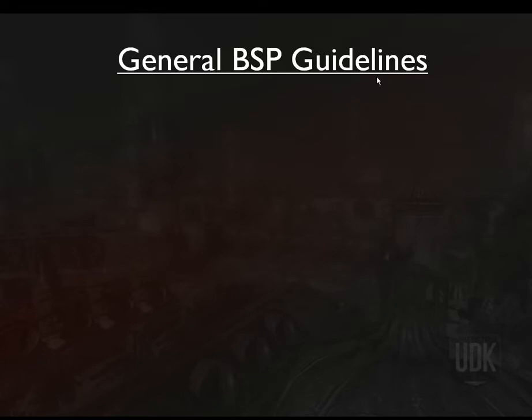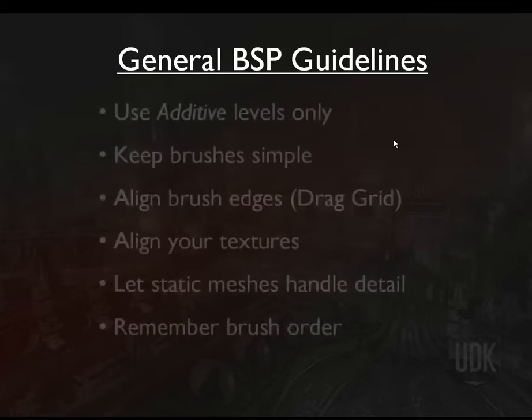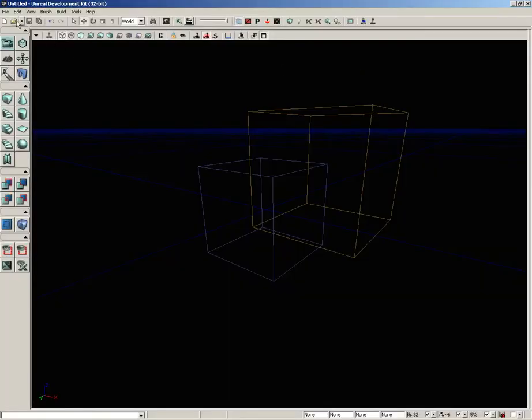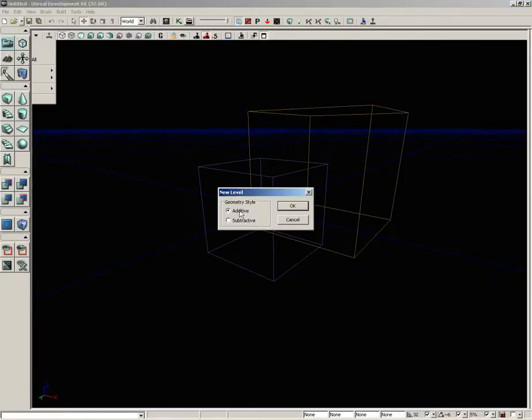Now here are some guidelines. Before I even show them to you, understand that all of these are, by definition, just guidelines. So at any point while you're working, you may find you'll be better off to break any or all of these. But for starters, use additive levels only. When you create a new level inside UDK, you'll find that you can create an additive or a subtractive level. Generally, it's best to stick with additive levels.